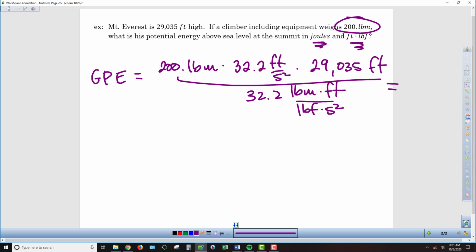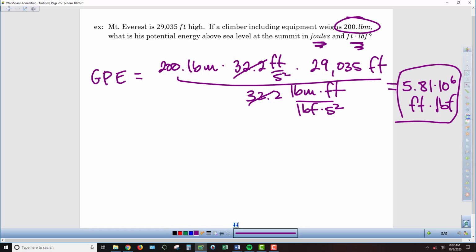So if we crunch that out on our calculator, canceling out our 32.2's, we're going to end up with an answer of 5.81 times 10 to the 6th foot-pound force. So there's our answer in engineering English units. And so then we can use the same basis for our calculations. So if we go back to our GPE equation and just use a few unit conversions in there. So we've got our 200 pound mass.